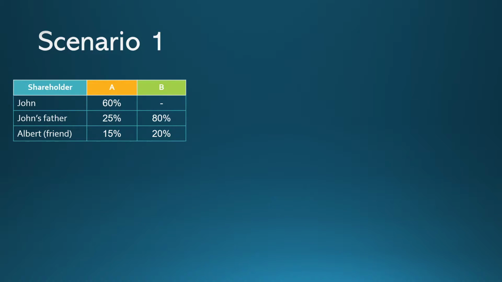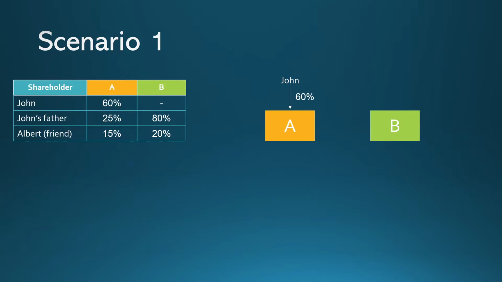I always think it's easier to draw a diagram, so let's do that. Here's Company A and Company B. John owns 60% of Company A, and John's father owns 80% of Company B. John's father also owns 25% of Company A. Go ahead and pause the video as you read ITA 256 subsection 1. Do these two companies look associated to you under any of those 5 criteria? Try it now.